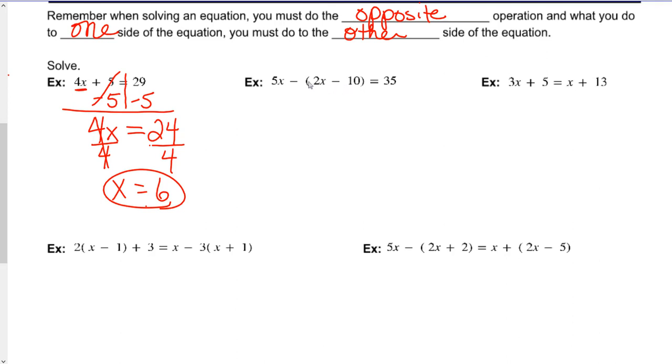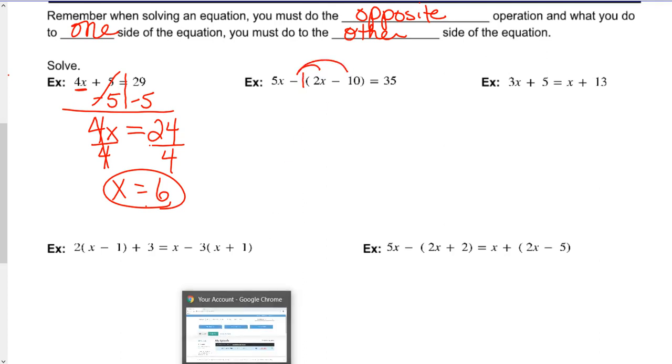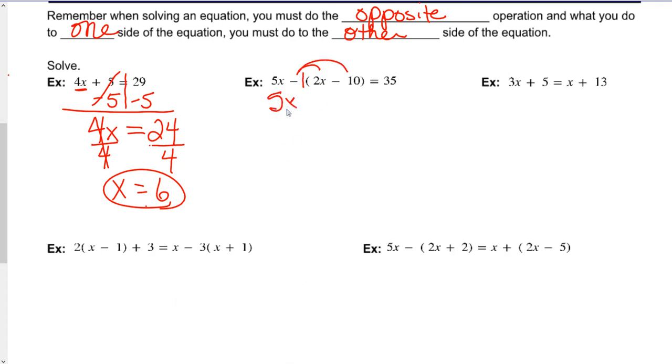It has a grouping symbol, and a minus in front. Remember, there's an invisible 1 there that you don't see, but we must distribute that negative through to get rid of our grouping symbol. So I'm going to do that. -1 times a positive 2x gives me a negative 2x. -1 times a negative 10 gives me a positive 10, equals 35. Now let's combine on this side as far as we can, which we can in this case. 5x minus 2x gives me 3x, plus 10 equals 35.